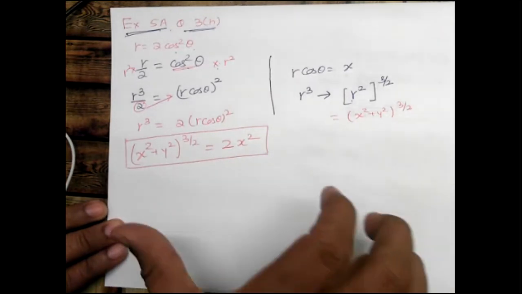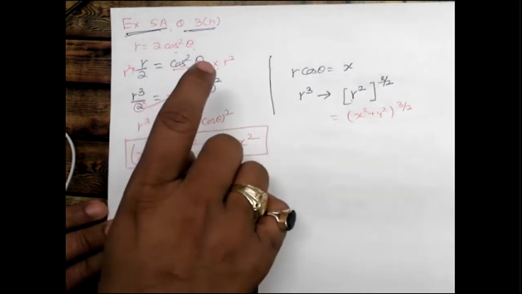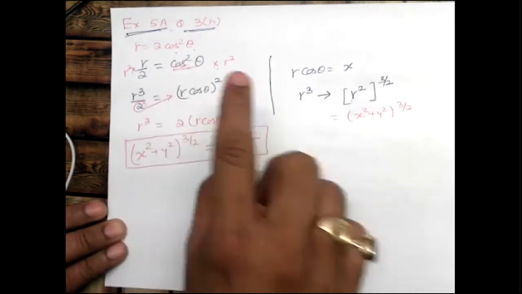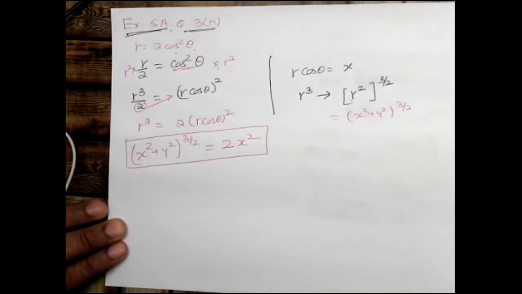We're going to do a couple of examples now where we have to change Cartesian into polar, the other way around. So that's the next example.